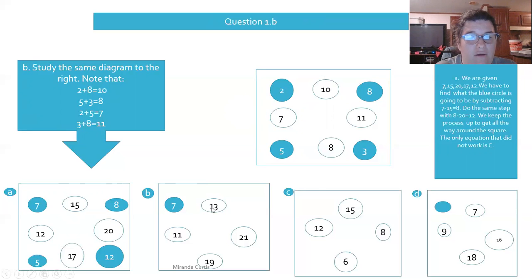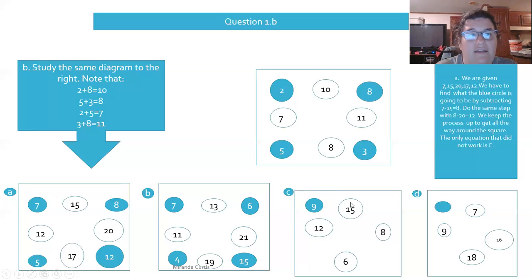Okay, and B. 13 minus 7 equals 6. 4 plus 7 equals 11, and if you do that the other way, it'll be the same. And the same goes here. 6 plus 15 equals 21.